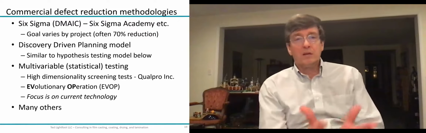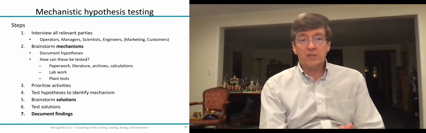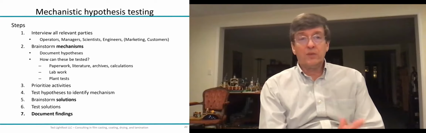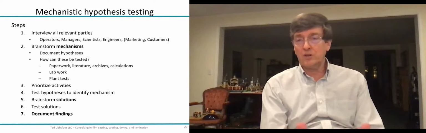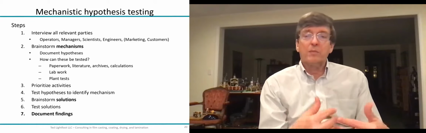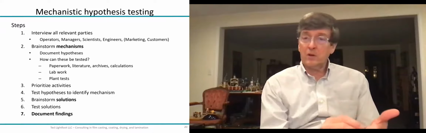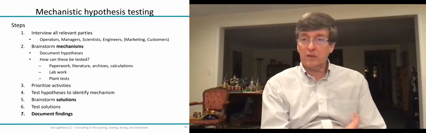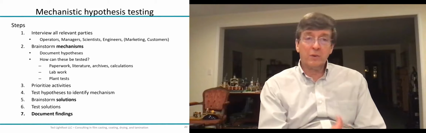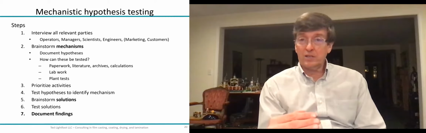Now, without further ado, what I generally use is what I call mechanistic hypothesis testing. And it's a 7-step process. You interview all the relevant parties: operators, managers, engineers, scientists, marketing and customers if you need them. But you brainstorm the mechanisms. How does this actually happen? You document all the hypotheses. Okay, for that to happen, this would have to happen, or this would have to be happening. And then you brainstorm, how could you test that?